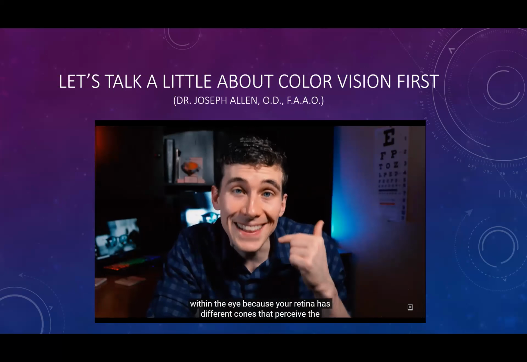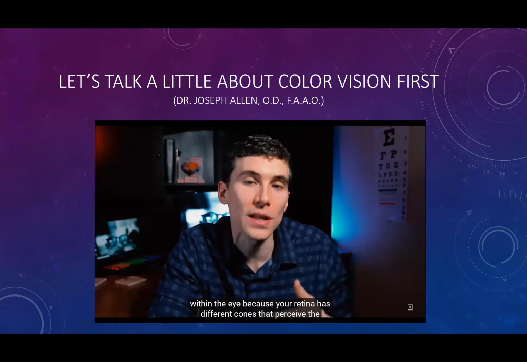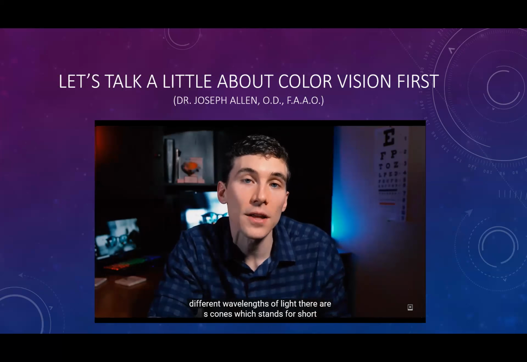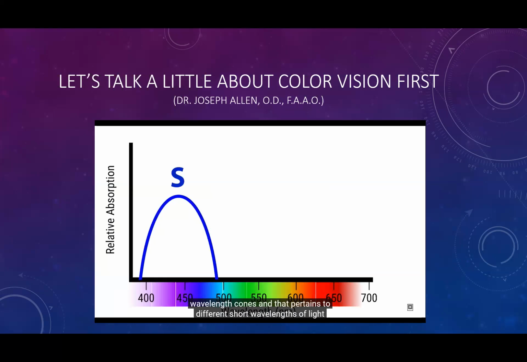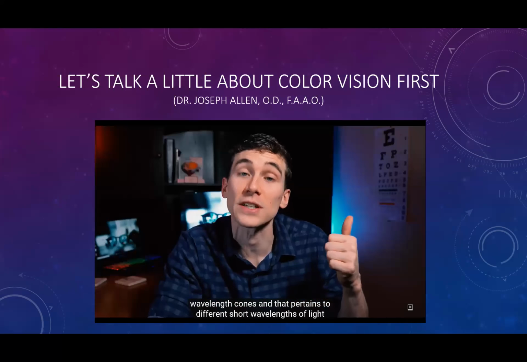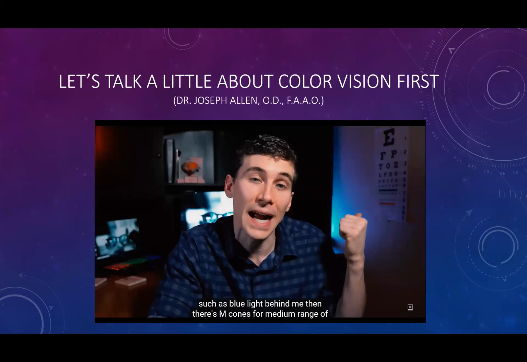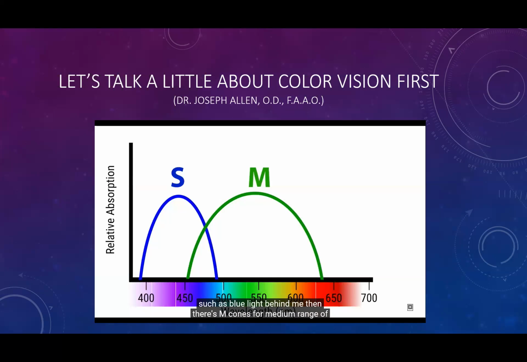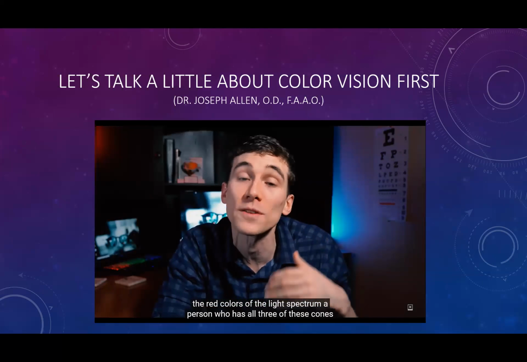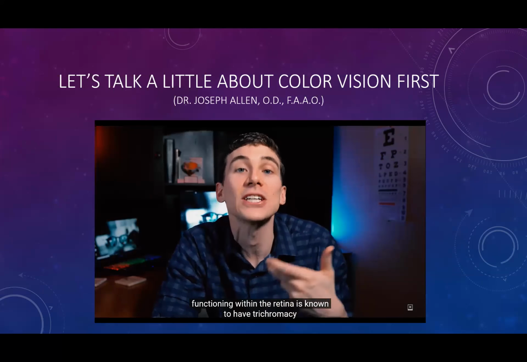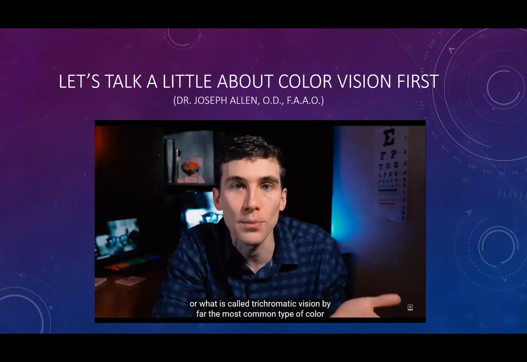Now, color vision works within the eye because your retina has different cones that perceive the different wavelengths of light. There are S cones, which stand for short wavelength cones, and that pertains to different short wavelengths of light, such as blue light behind me. Then there's M cones for medium range of wavelength. These are usually in the green color ranges. And then there's L cones for long wavelengths of light, which are more of the red colors of the light spectrum. A person who has all three of these cones functioning within the retina is known to have trichromacy, or what is called trichromatic vision.